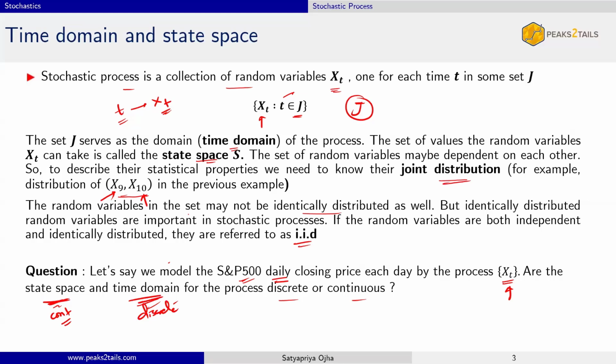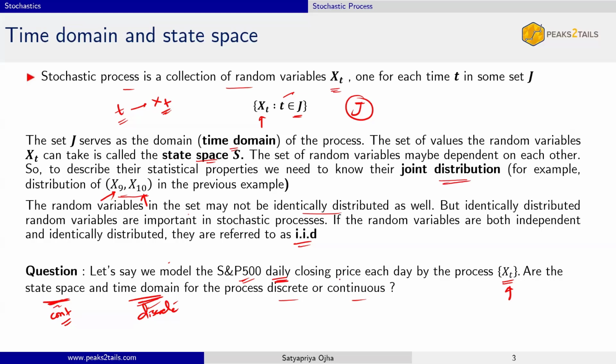Okay, Amit says both are discrete. Interesting. Any other? Okay, let me explain. Actually, both of you are right. It's tricky, right?